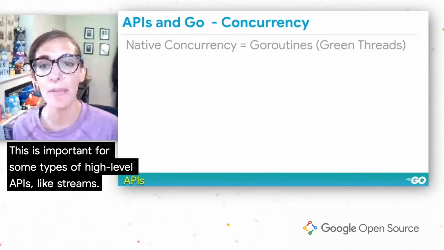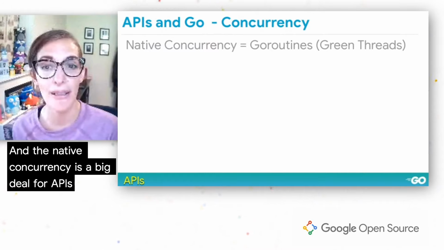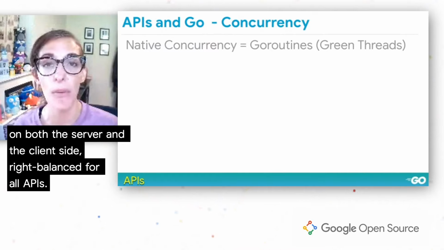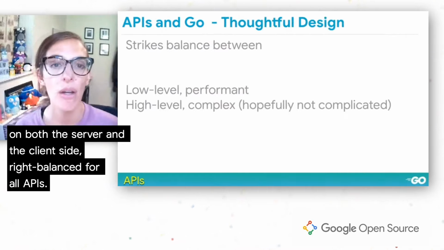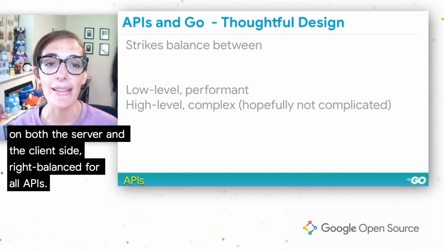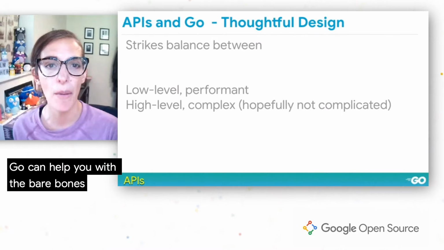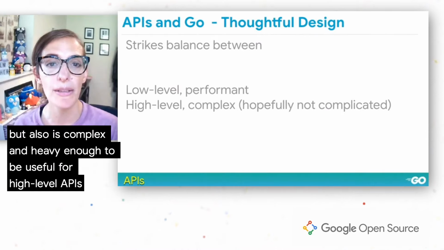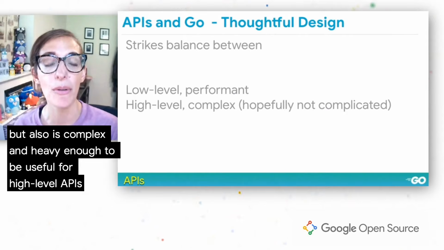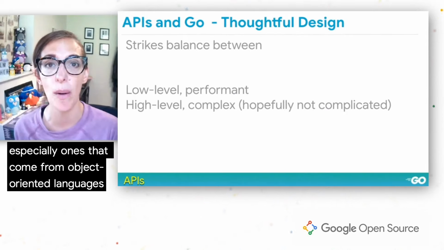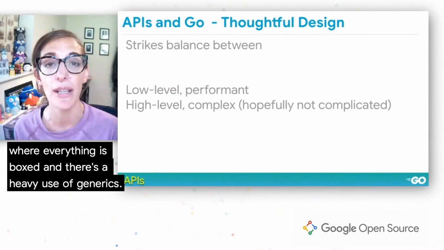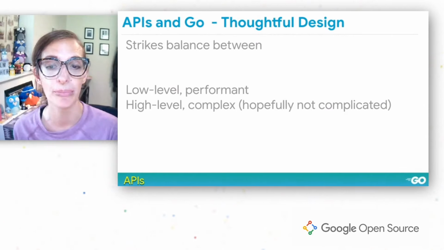This is important for some types of high-level APIs like streams, and the native concurrency is a big deal for APIs on both the server and the client side. Right balance for all APIs. If you care about low-level or performant APIs, Go can help you with bare bones, but also is complex and heavy enough to be useful for high-level APIs, especially ones that come from object-oriented languages where everything is boxed and there's a heavy use of generics.